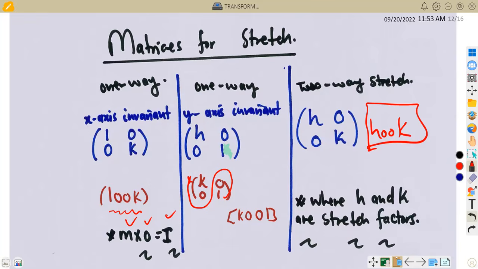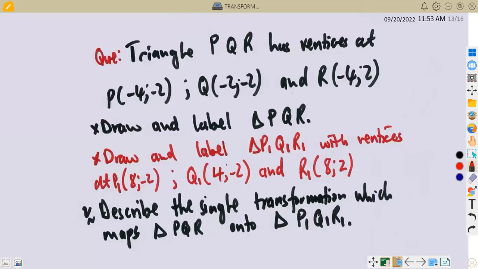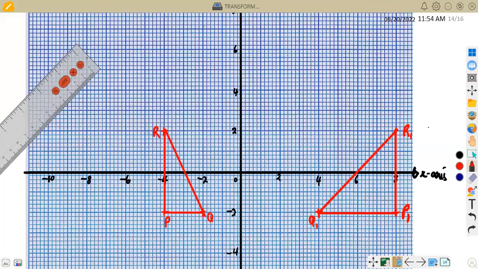Let us see how the questions can be given. The first one: you're given a triangle PQR, which has vertices at P, Q, and R. Draw and label the triangle, and also draw and label P1, Q1, R1 with the vertices at, that is the image. Then the question: describe the single transformation which maps triangle PQR onto triangle P1Q1R1. Okay, so that is the question. I already have the diagrams here, which are PQR and P1Q1R1.